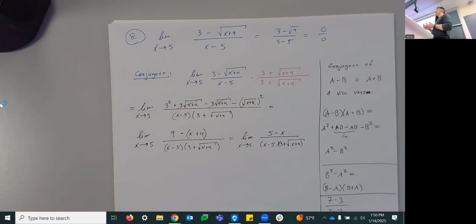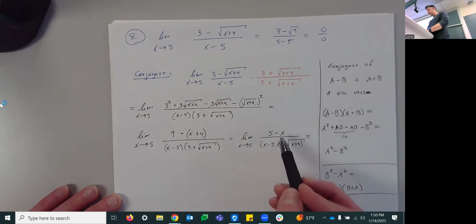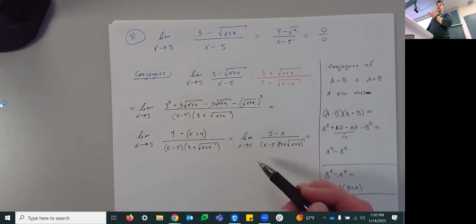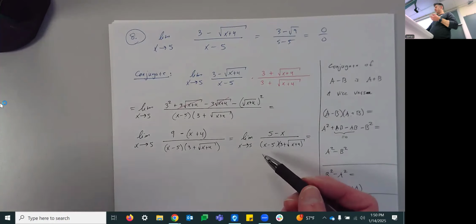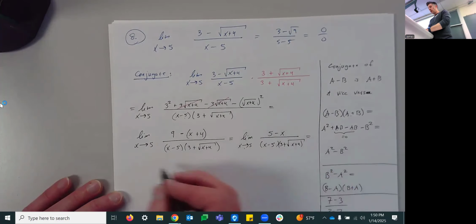So another way to say that is whenever you change the order of subtraction, you get the opposite sign thing. 5 minus x is the negative of x minus 5. We could even factor out the -1 if that's easier. I just don't often like doing that work because I'm usually in a rush. But it is true that 5 minus x divided by x minus 5 is going to be -1 as long as x isn't 5, which it isn't because it's the limit as x approaches 5 and we never get to 5.